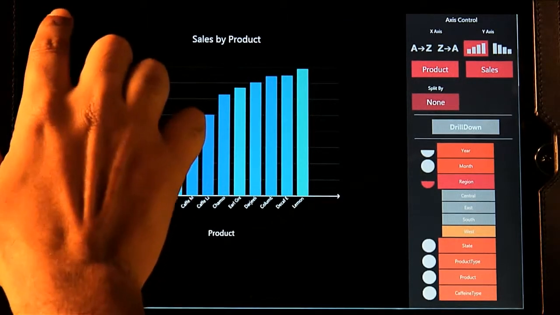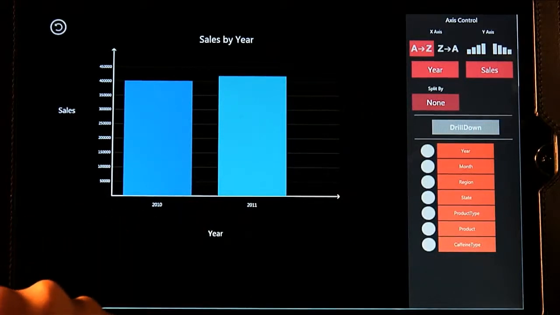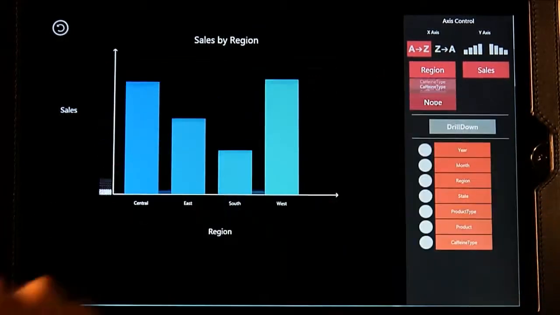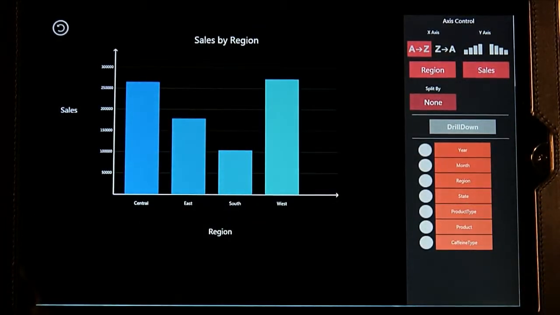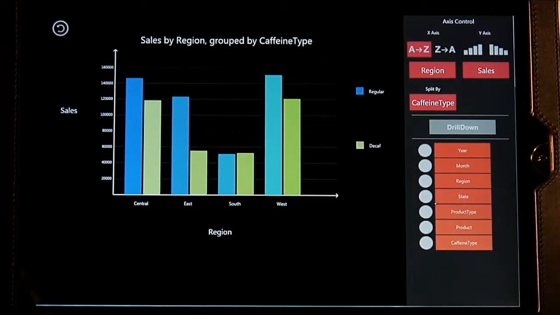Okay, let's reset and look at the second example. In this example, we're going to compare the amount sold of caffeinated and decaffeinated beverages. So we switch to region. We add caffeinated. And we can see again that the southern region has most equal sales of each.